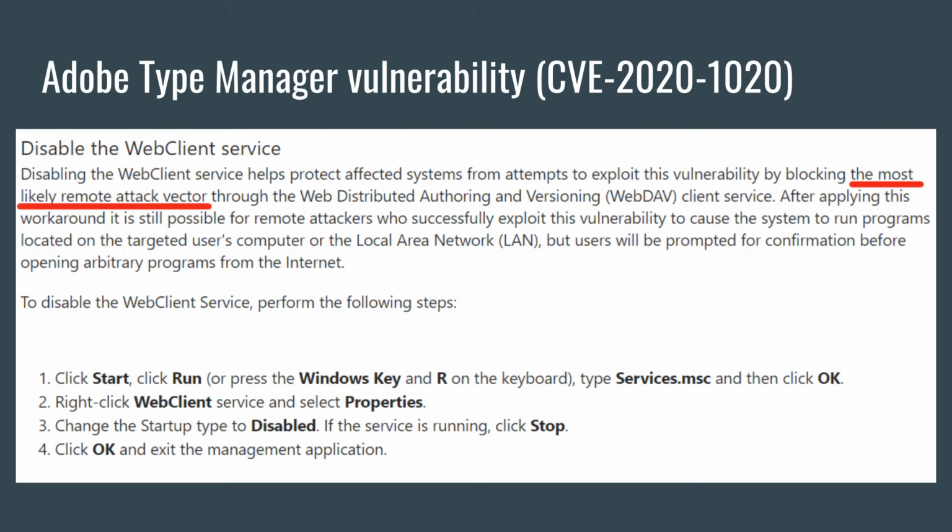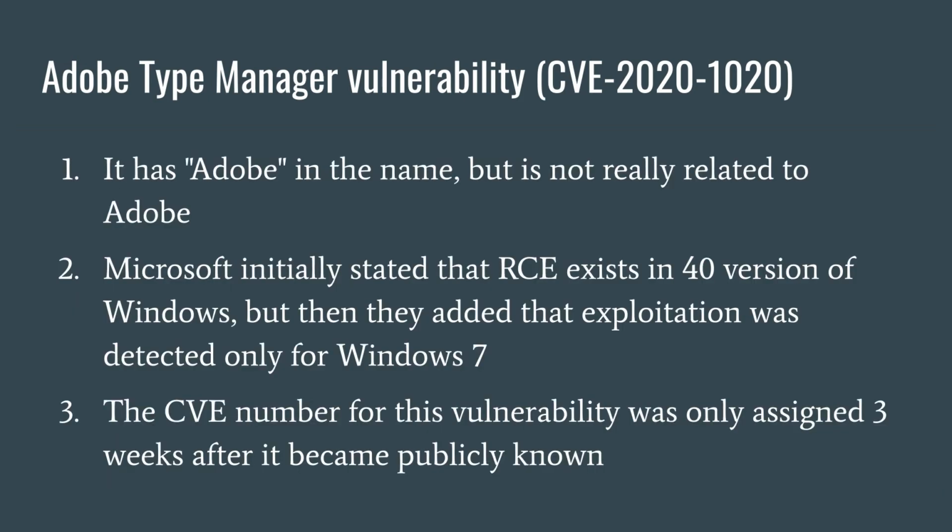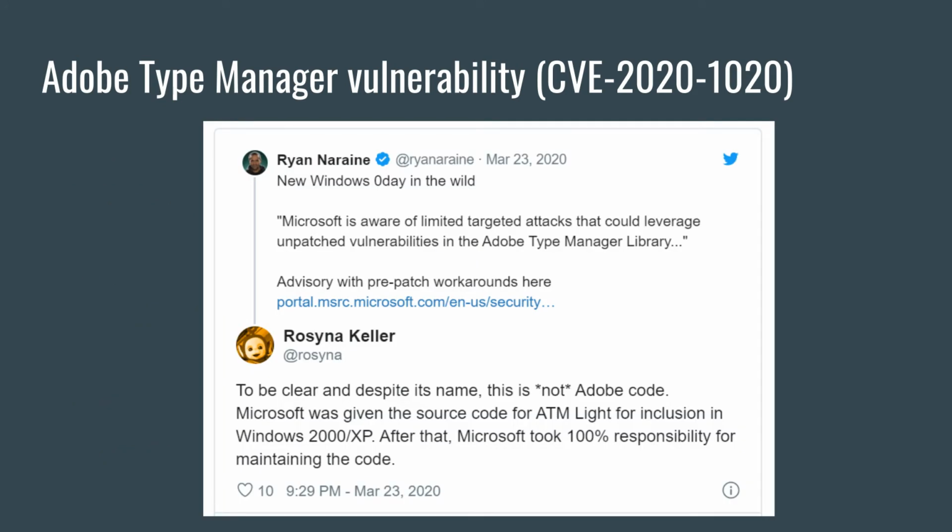In addition, it is also possible to exploit it through Web Distributed Authoring and Versioning, WebDAV. It's an extension of the HTTP that allows clients to perform remote web content authoring operations. It is used, for example, in Microsoft SharePoint or OpenCloud, and Microsoft claimed that exploitation through WebDAV is the most likely attack vector. I call this vulnerability confusing in the title for several reasons. It has Adobe in the name, but is not really related to Adobe. Adobe gave Microsoft the source code of ATM Lite for inclusion in Windows 2000 and XP. Microsoft maintained this source code after that.